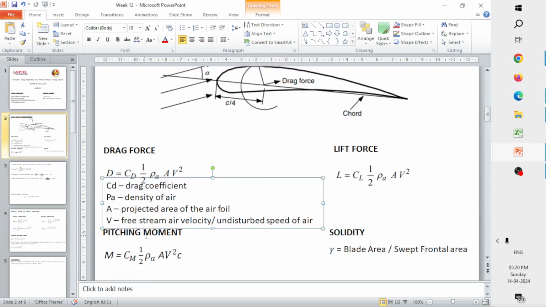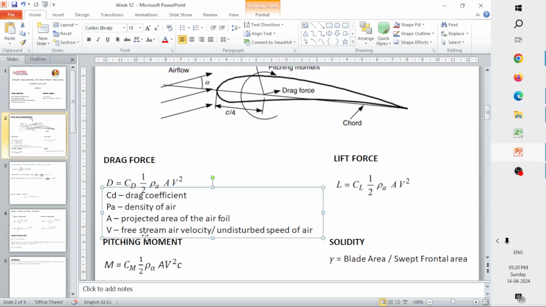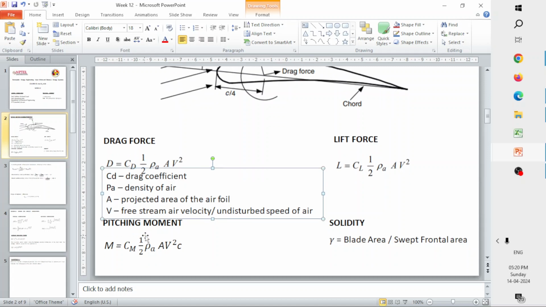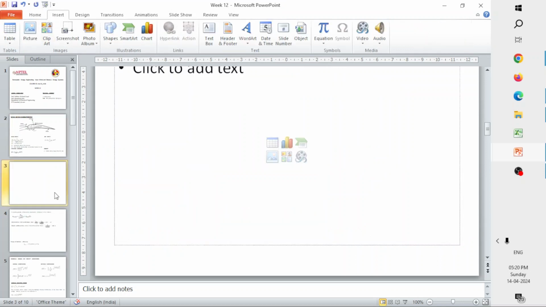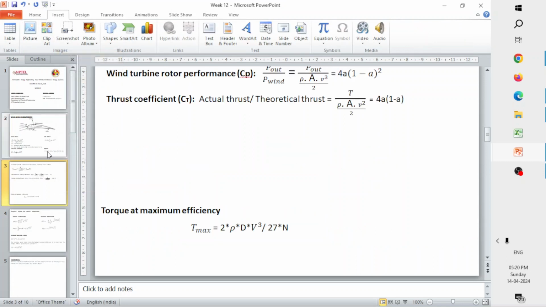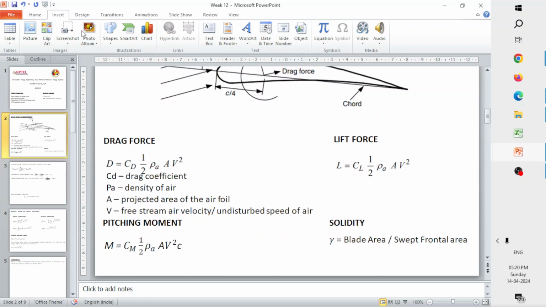Next you have what is called the pitching moment. The pitching moment acts in a direction perpendicular to your chord, or to the axis of the airfoil. This is expressed as Cm times half rho A V squared C. Oh, sorry. Cm is called the pitching coefficient.